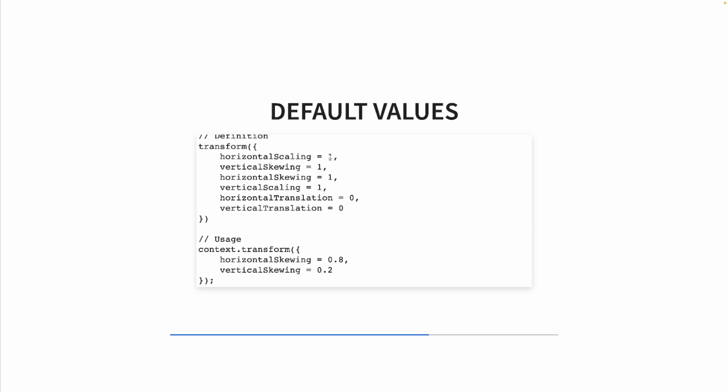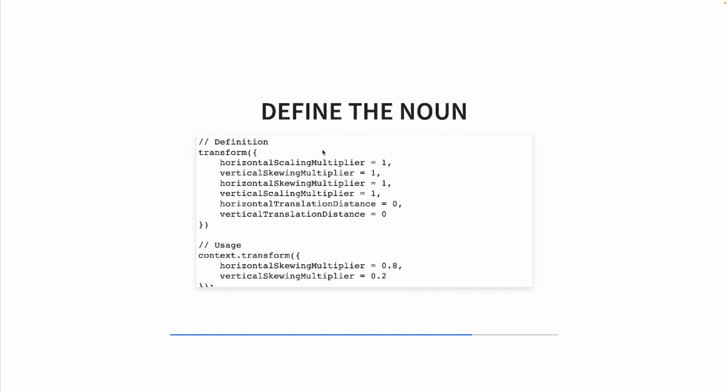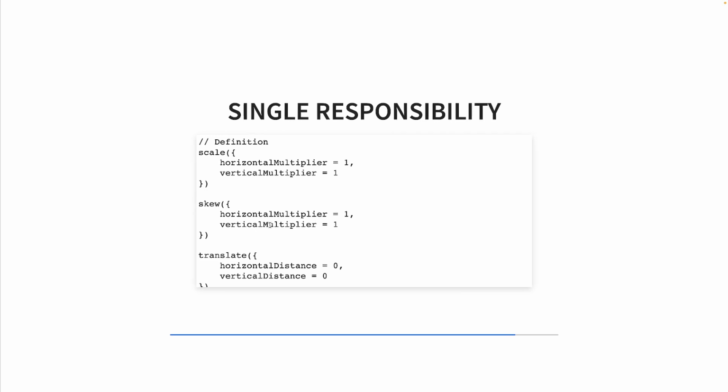Another thing to consider is that 4 of the parameters are defaulting to 1 and 2 are defaulting to 0. Define the noun. If we define the noun, we can see that the first 4 parameters are actually multipliers, and the last 2 parameters are translation in terms of distance in coordinate space. So it's much clearer now with defaults and nouns to understand what those parameters are and how they might differ from each other. Single responsibility.